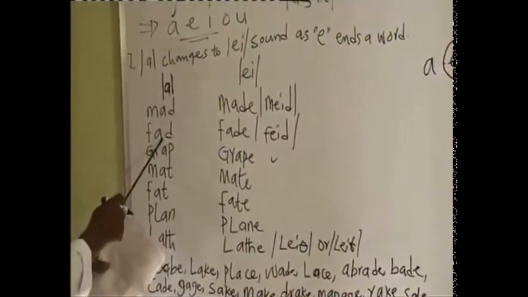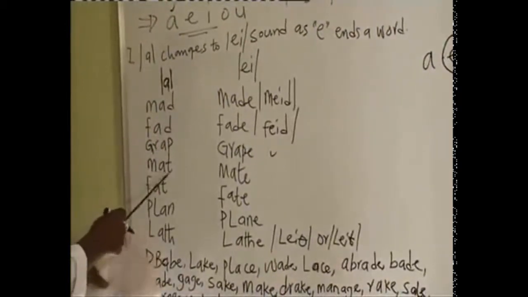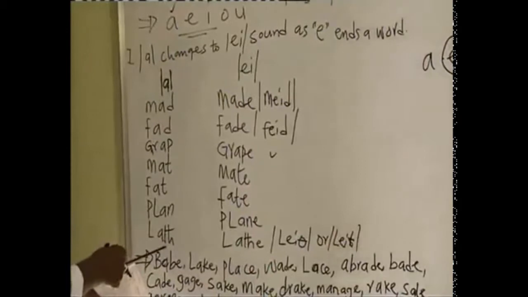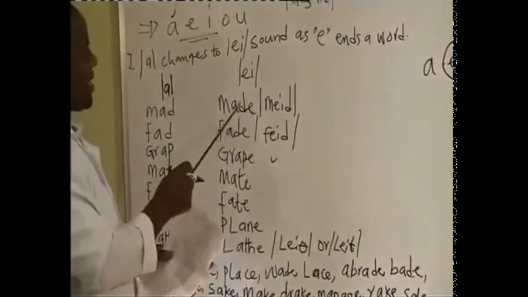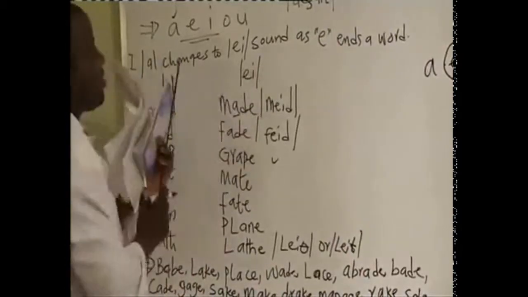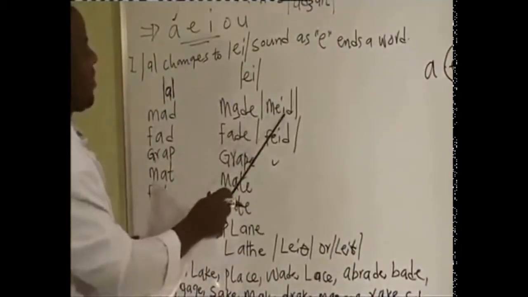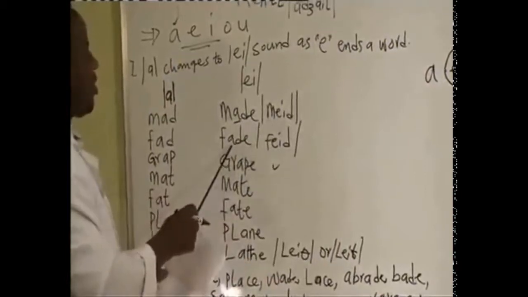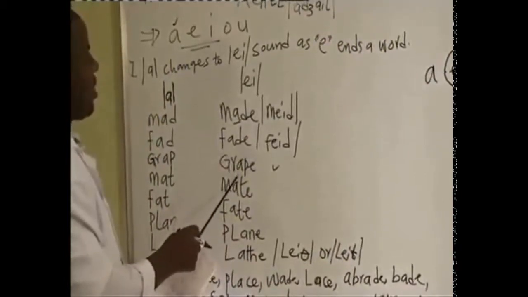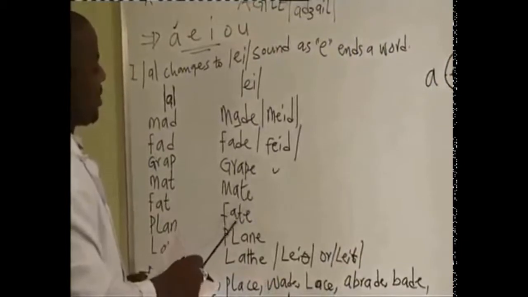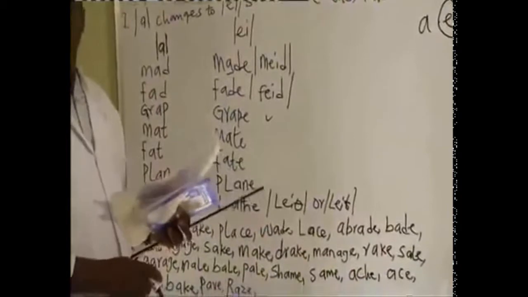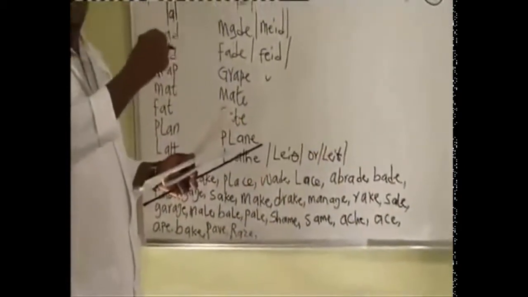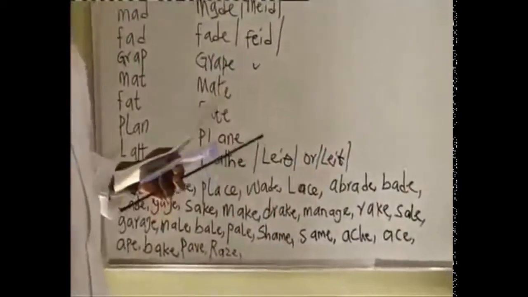This is mad. Say mad. Mad. Fat. Fat. Grad. Mad. Fat. Lad. Lad. Did you see that? Yes. But once E is added, the sound of this changes to A. So pronounce it. Mage. Let's look at the phonetic transcription. This is what? Fage. This is what? Grape. Mage. Mage. Fage. Lame. And what? Late. That's correct. It changes to A, but you can also pronounce it the other way, it will be accepted.